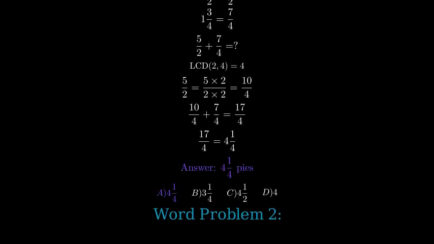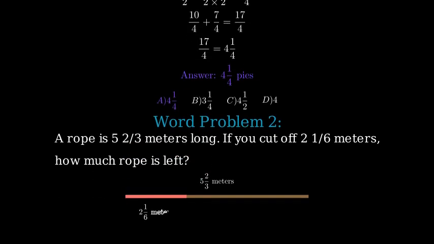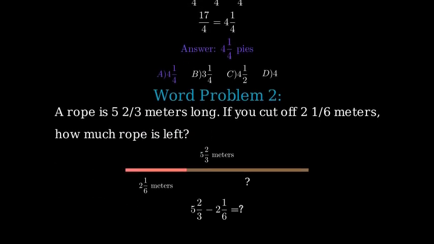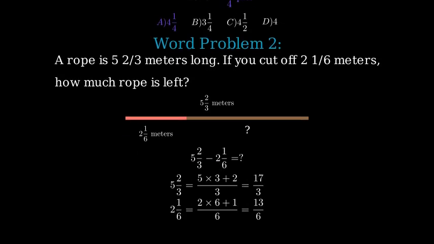Let's solve one more word problem. A rope is 5 2/3 meters long. If you cut off 2 1/6 meters, how much rope is left? This is a subtraction problem. We need to subtract 2 1/6 from 5 2/3. Let's convert to improper fractions. 5 2/3 equals 17/3. 2 1/6 equals 13/6.